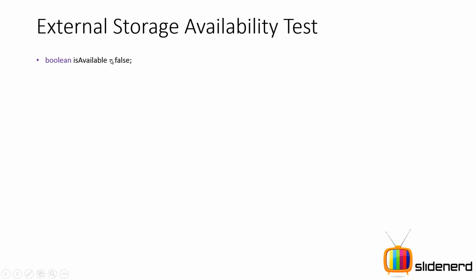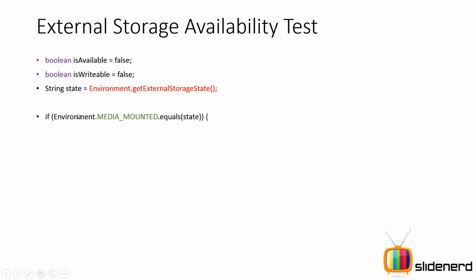Initially, I'll make a variable called boolean isAvailable is false. I'll start with false. Now I'll say isWritable is false. Then I'll call this method Environment.getExternalStorageState. Now this returns me a string over here, and this string contains some value. Now I need to check this value with some set of predefined values to make sure that my external storage is available. For example, I could say something like this: Environment.MEDIA_MOUNTED.equals(state), which means I'm checking if the state of my SD card is mounted. Yes, then we can read and write data.